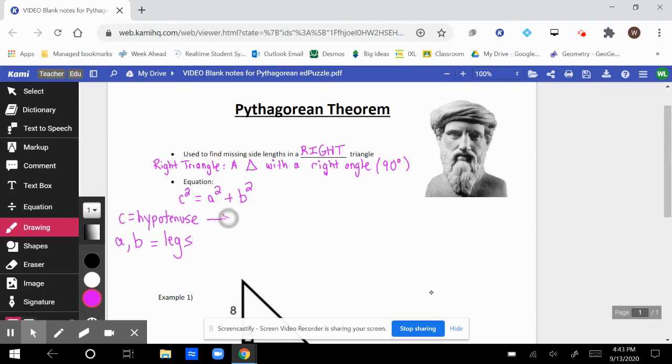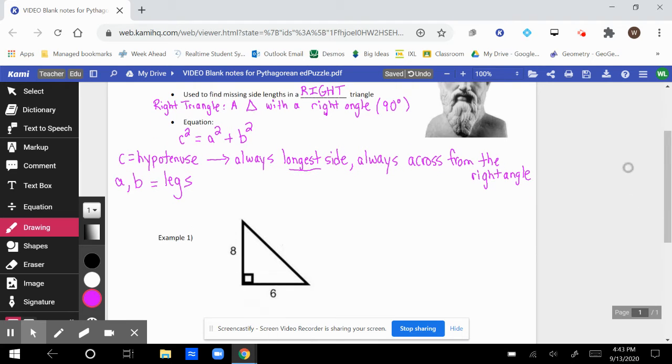The hypotenuse is always the longest side. It is also always across from the right angle. So the hypotenuse is a special side in a right triangle that is not only the longest side, it's also across from the right angle.